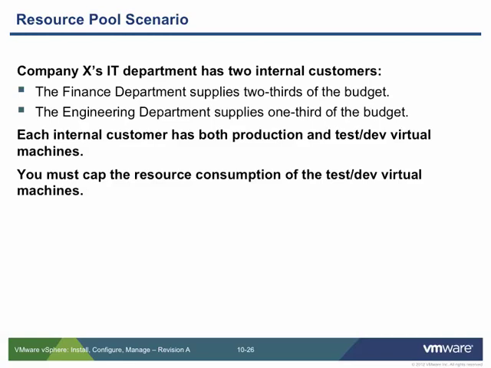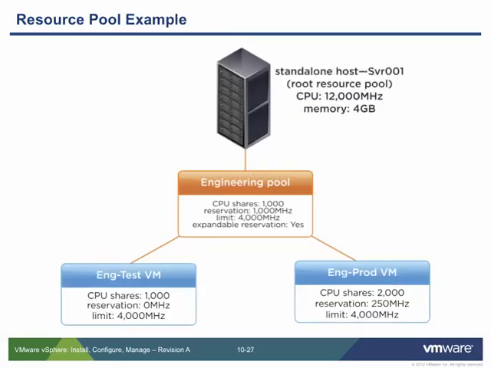And so let's see how that plays out. For the engineering pool, we have a standalone host that has 12 gigs of CPU and 4 gigs of memory. In the engineering pool, we're going to set up CPU shares of 1,000. Again, arbitrary. What does that 1,000 shares of CPU mean in this particular slide?